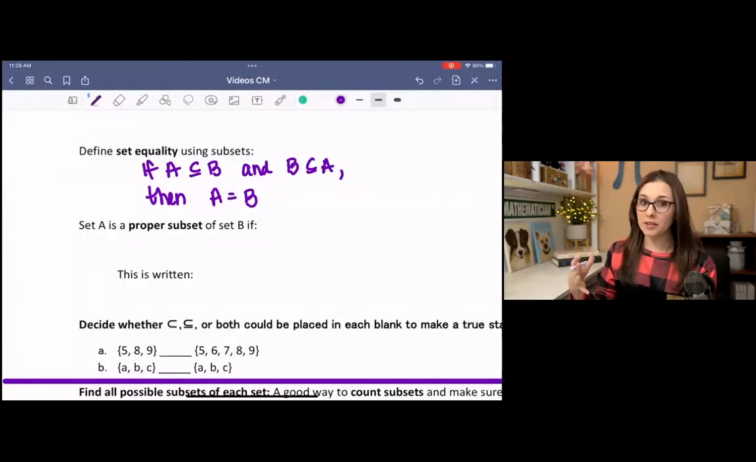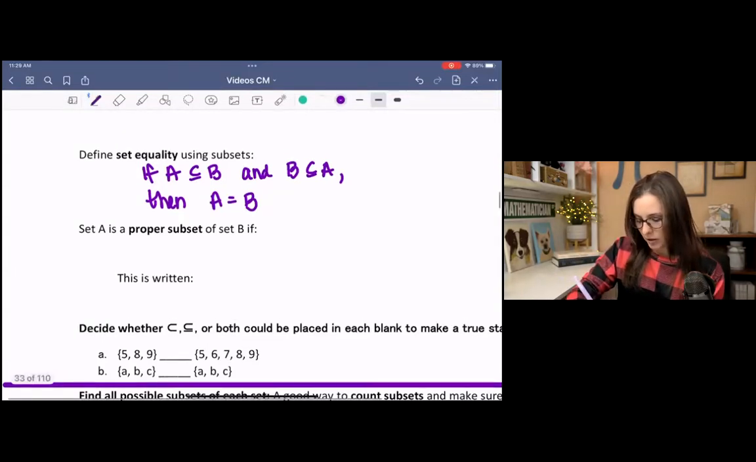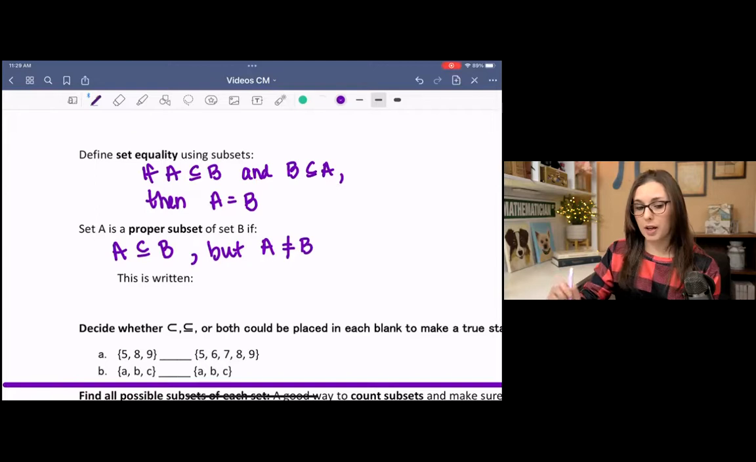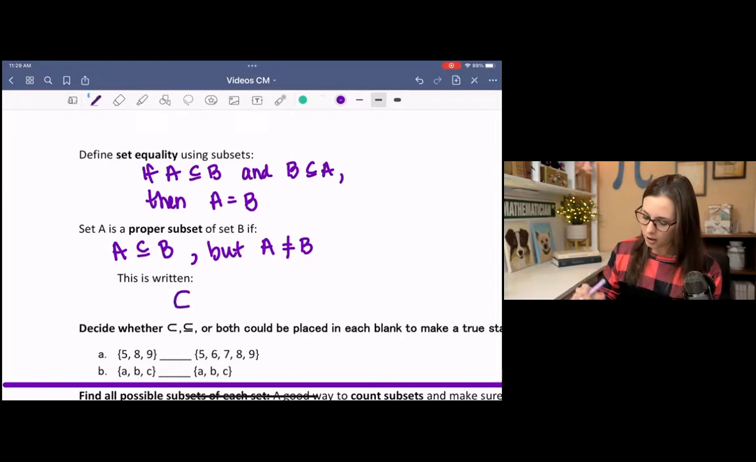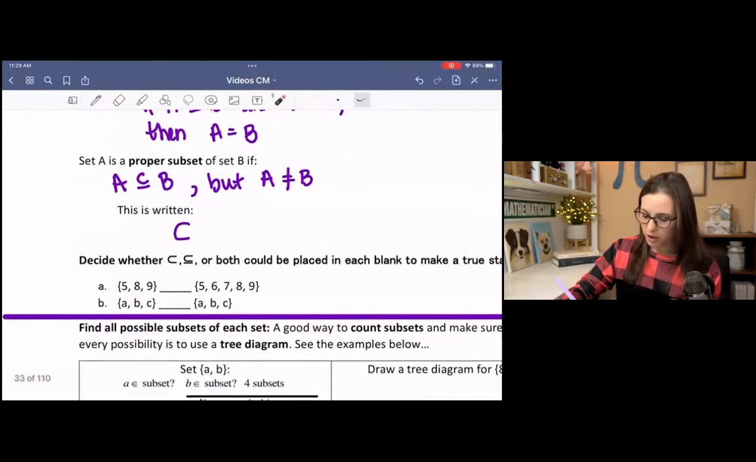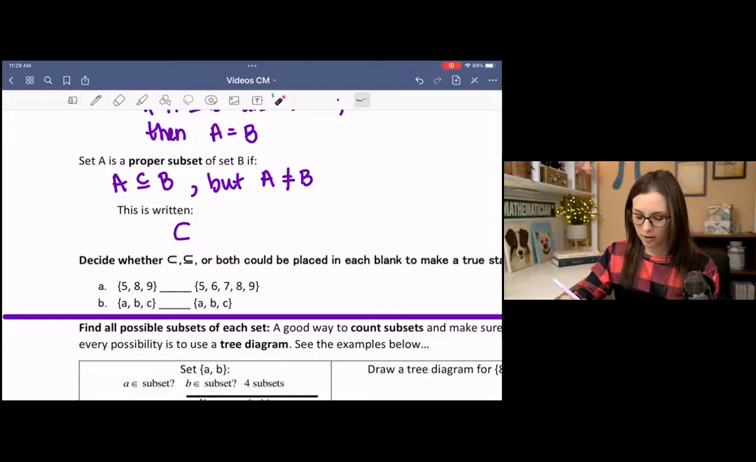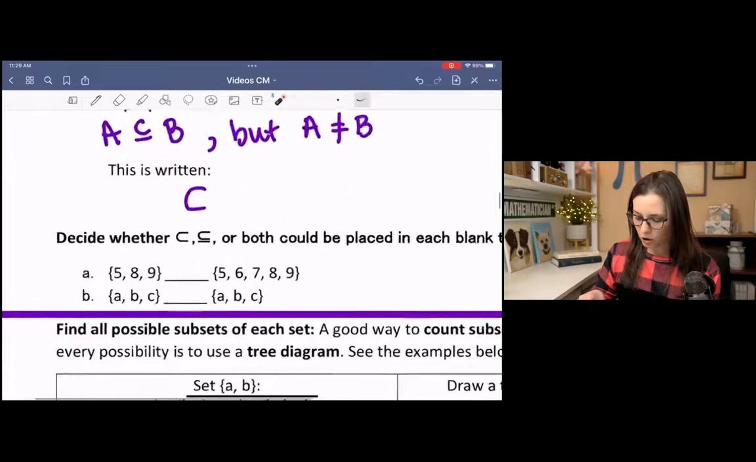Now let's use that to define a proper subset. A proper subset happens when A is a subset of B, but A does not equal B. We call that a proper subset. And we denote this with just a sideways U. So down here we can see we've already talked about a regular subset that has the little line under it. And then we have a proper subset that does not have a line under it, and that is referring to this definition. So knowing that, I want you to try these two examples here.